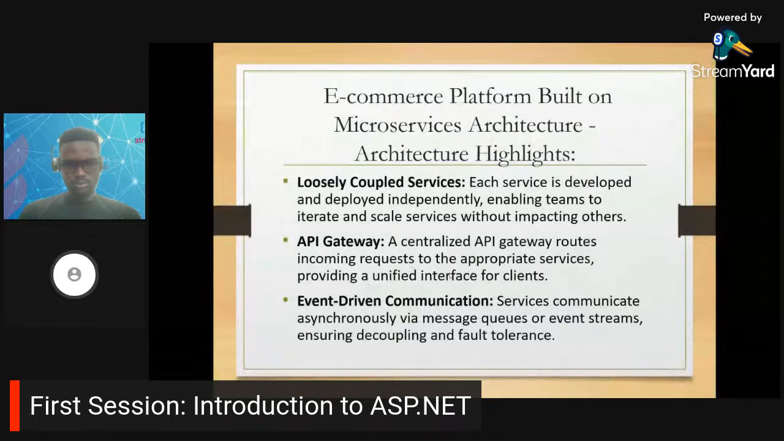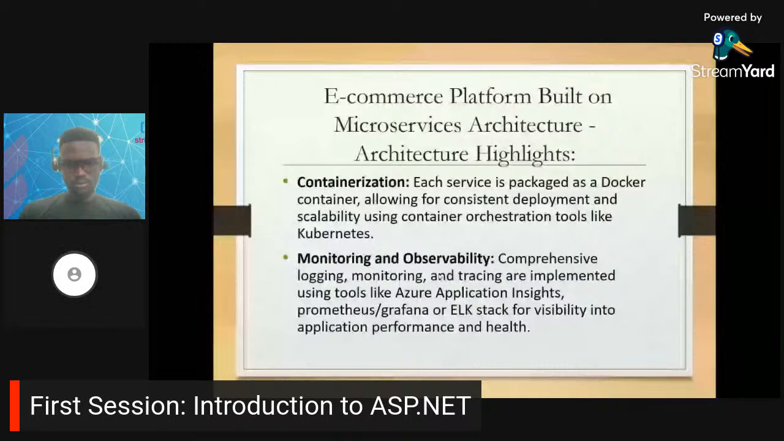Then let's go to another architectural highlight: containerization. Each service is packaged as a Docker container, allowing for consistent deployment and scalability. If you have anything containerized, I can move it to any platform and not be worried. If I move that same Docker container to AWS, I'm not worried about the infrastructure on AWS. I'll not be worried that it is working on Azure but not on AWS, or working on GCP but not on Azure. As long as I've containerized it, it works in any environment I put it in because it's a container.